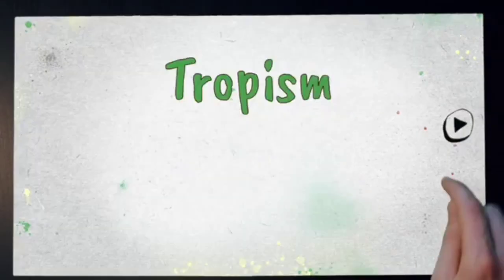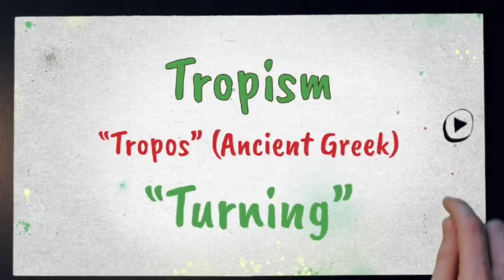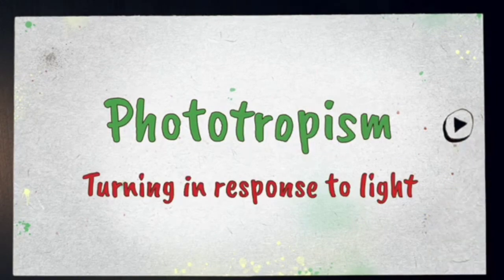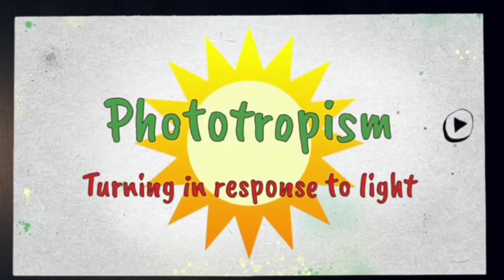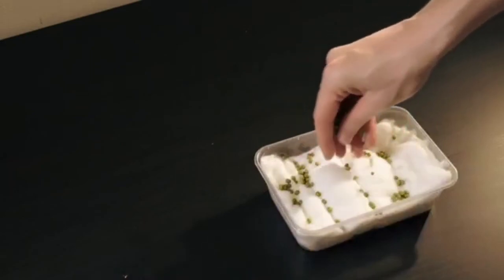We're talking about a certain type of tropism. Tropism comes from an old Greek word, tropos, which means turning. When words start with photo, it means it's got something to do with the light. So phototropism is when plants turn or move in response to light. I'm going to show you what I mean with some bean sprouts. I prepped a small plastic tub with some cotton wool, then sprinkled some seeds on top. I added water and gave it a few days.